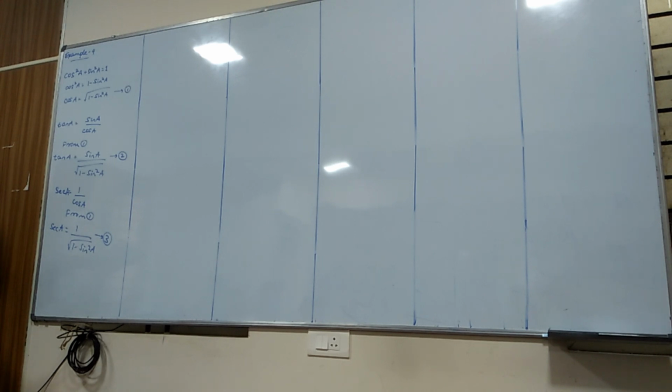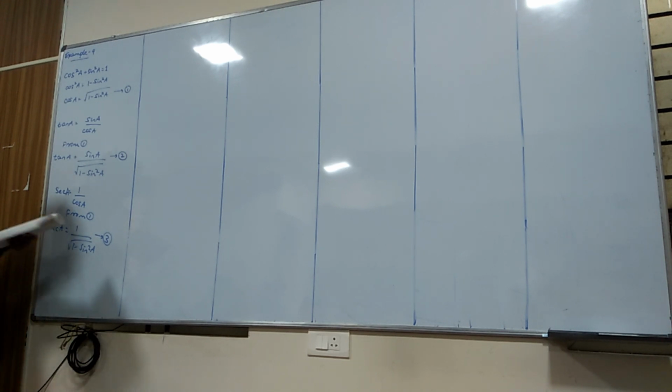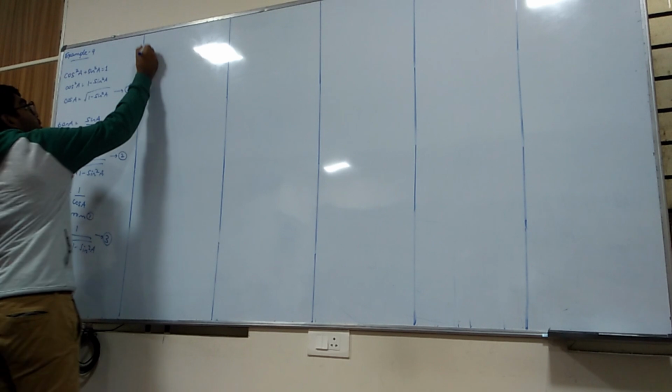That's it, they have asked us to express cos in terms of sin, tan in terms of sin, secant in terms of sin. I'll give you time to write. We'll go ahead with example number 10.